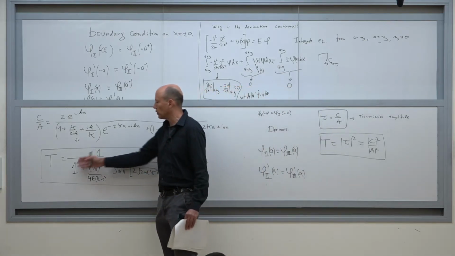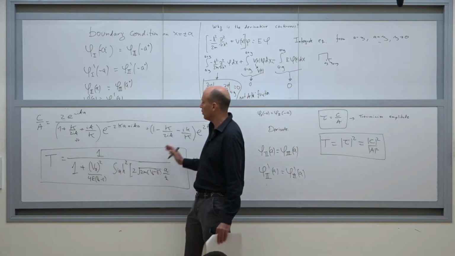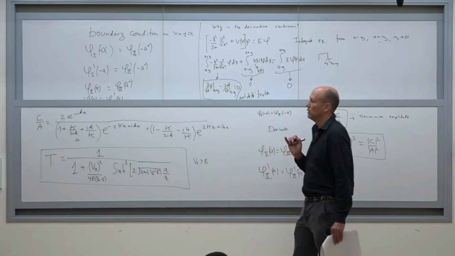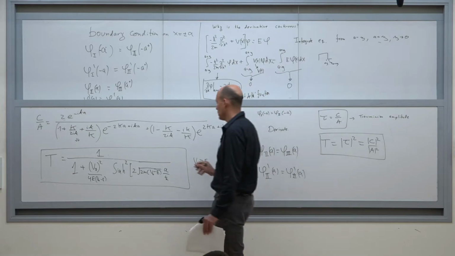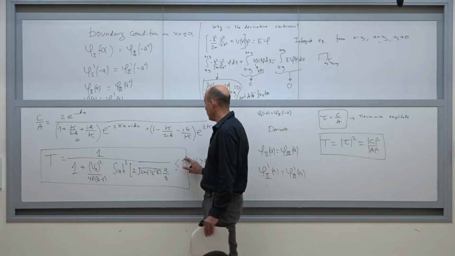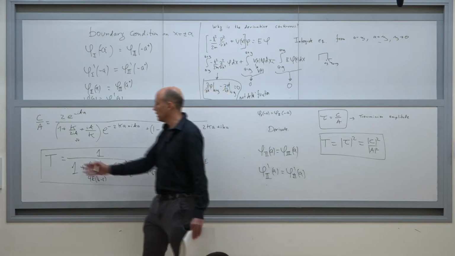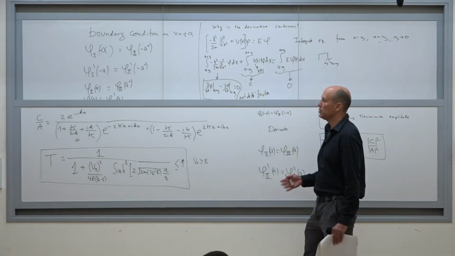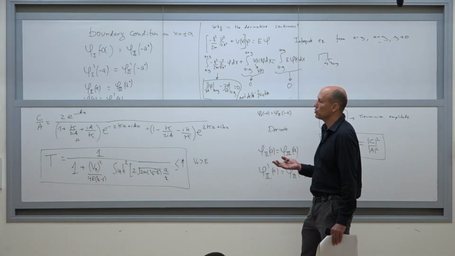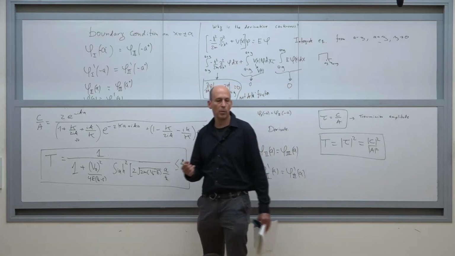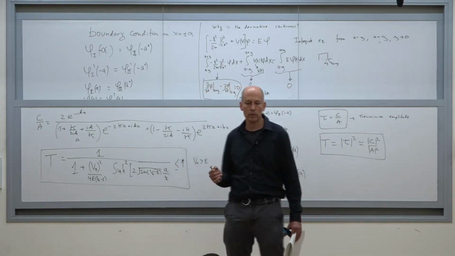So you have 1 over 1 plus a number bigger than 1. All this is smaller than unity. So this is smaller than 1. And it's also obvious that this guy is bigger than 0 because everything here is positive. So this is indeed some check that you can do, that at least the transmission probability is a probability in the sense that it is something between 0 and 1.